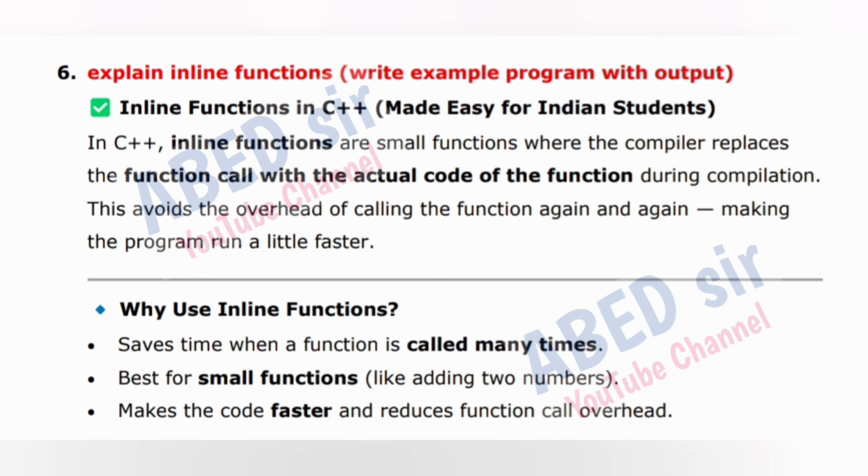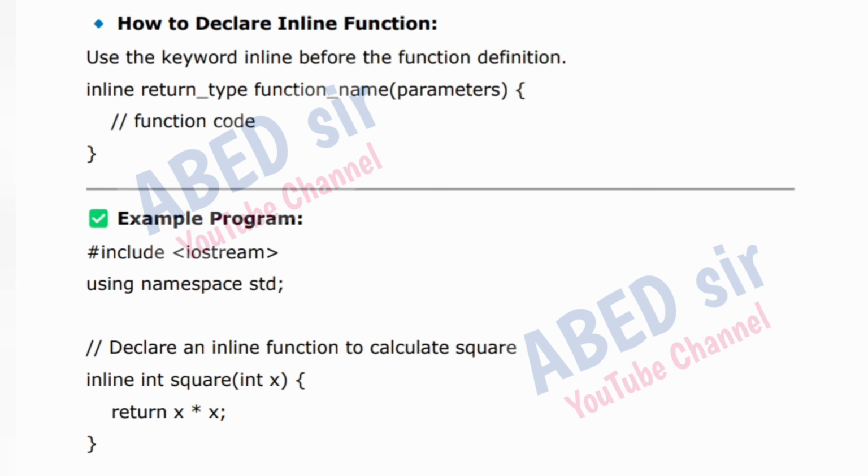Why use inline functions? Saves time when a function is called many times. Best for small functions, like adding two numbers. Makes the code faster and reduces function call overhead. How to declare an inline function? Use the keyword inline before the function definition. Example program.